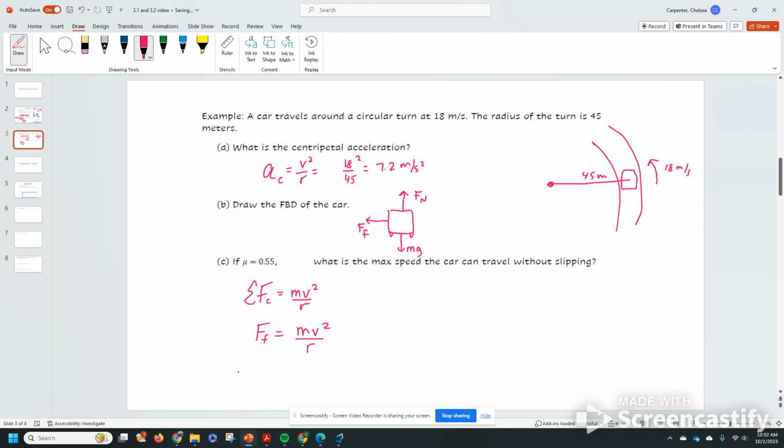Force of friction is mu times the normal force. Here I'm on a flat road. My normal force is equal to the weight. So mu mg equals mv squared over r. You can cancel out the m's. And then we're going to plug in what we know and solve for v. So mu is 0.55, 9.8 for g, equals v squared over 45. Rearrange that and solve it, and we should get v equals 15.6 meters per second.